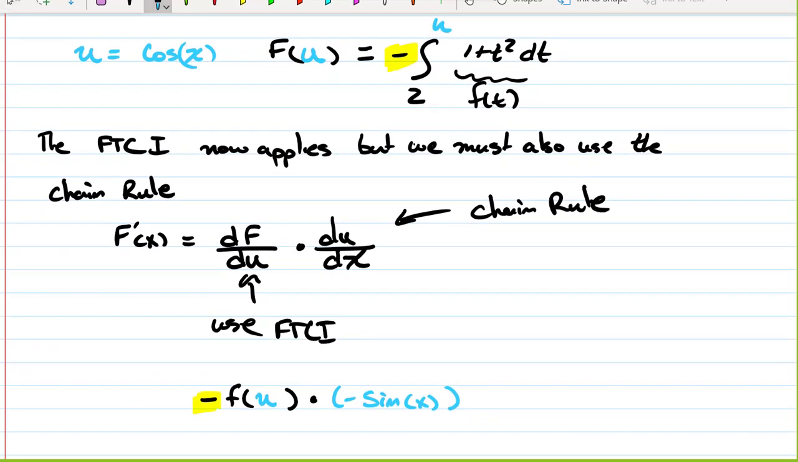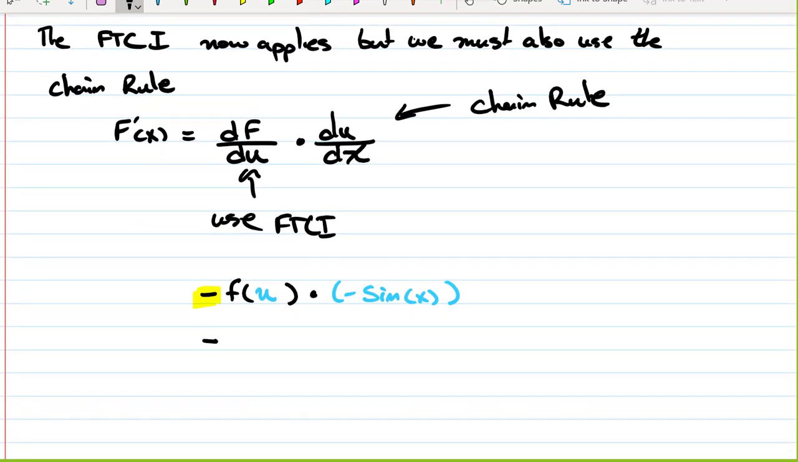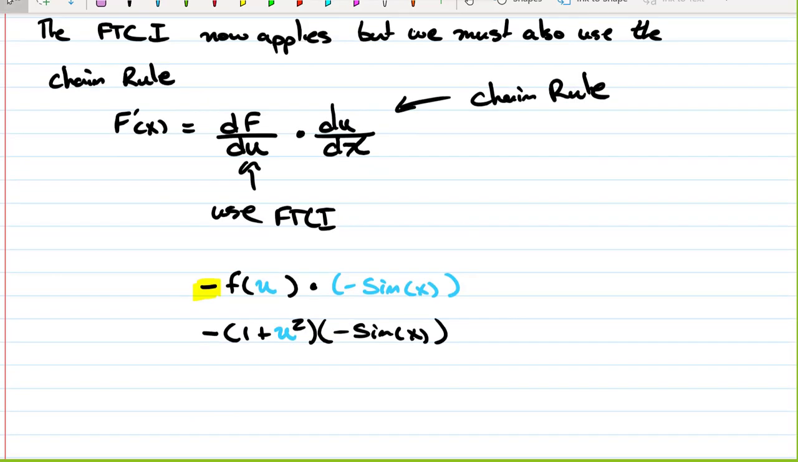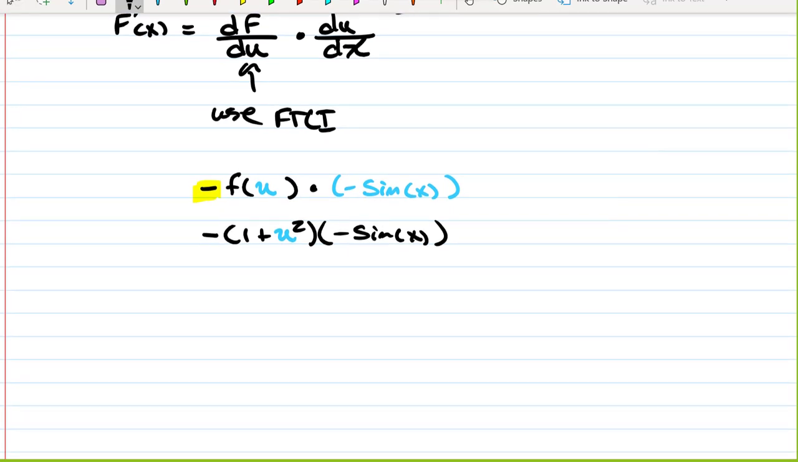So then here's our f of t, and we put in our u, so we are going to get negative, and then we have 1 plus t squared, but that's going to be u squared times our negative sine x. But u was cosine. So finally our minus minus makes that plus, so we have 1 plus cosine squared t sine t. And that is our F prime of x.